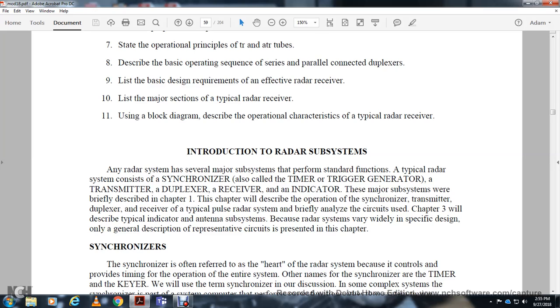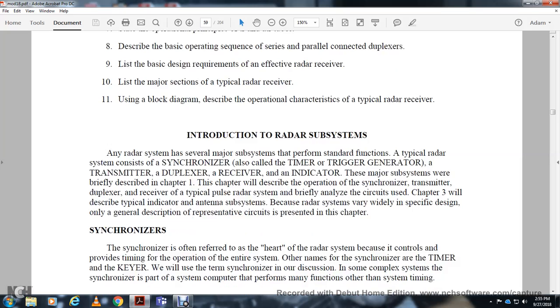This chapter will describe the operation of the synchronizer, transmitter, duplexer, and receiver, the typical components of a radar system, and briefly analyze the circuits. Chapter 3 will describe the typical indicator, the antenna subsystem, and the coverage of the radar system. Radar systems vary widely and are specifically designed, so only general descriptive and representative circuits are presented in this chapter.